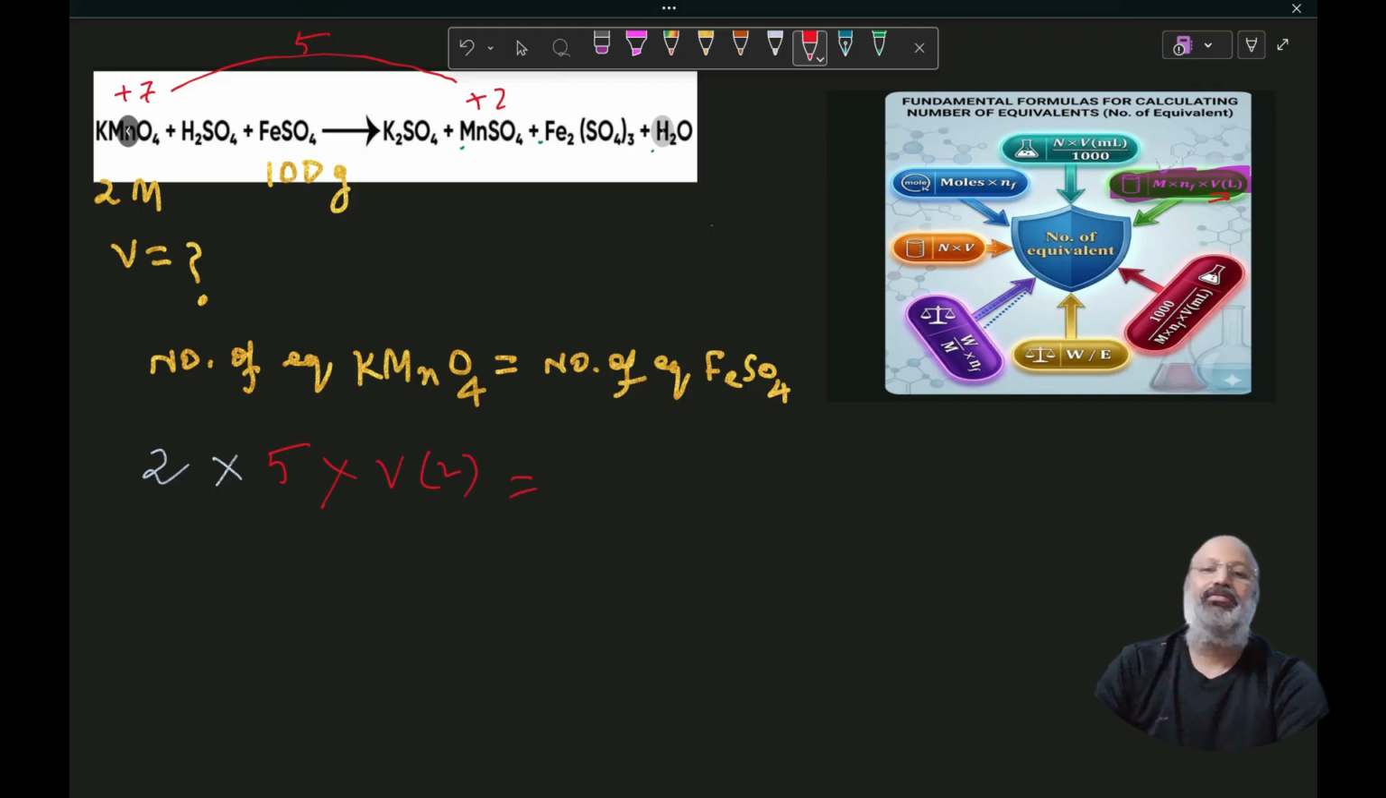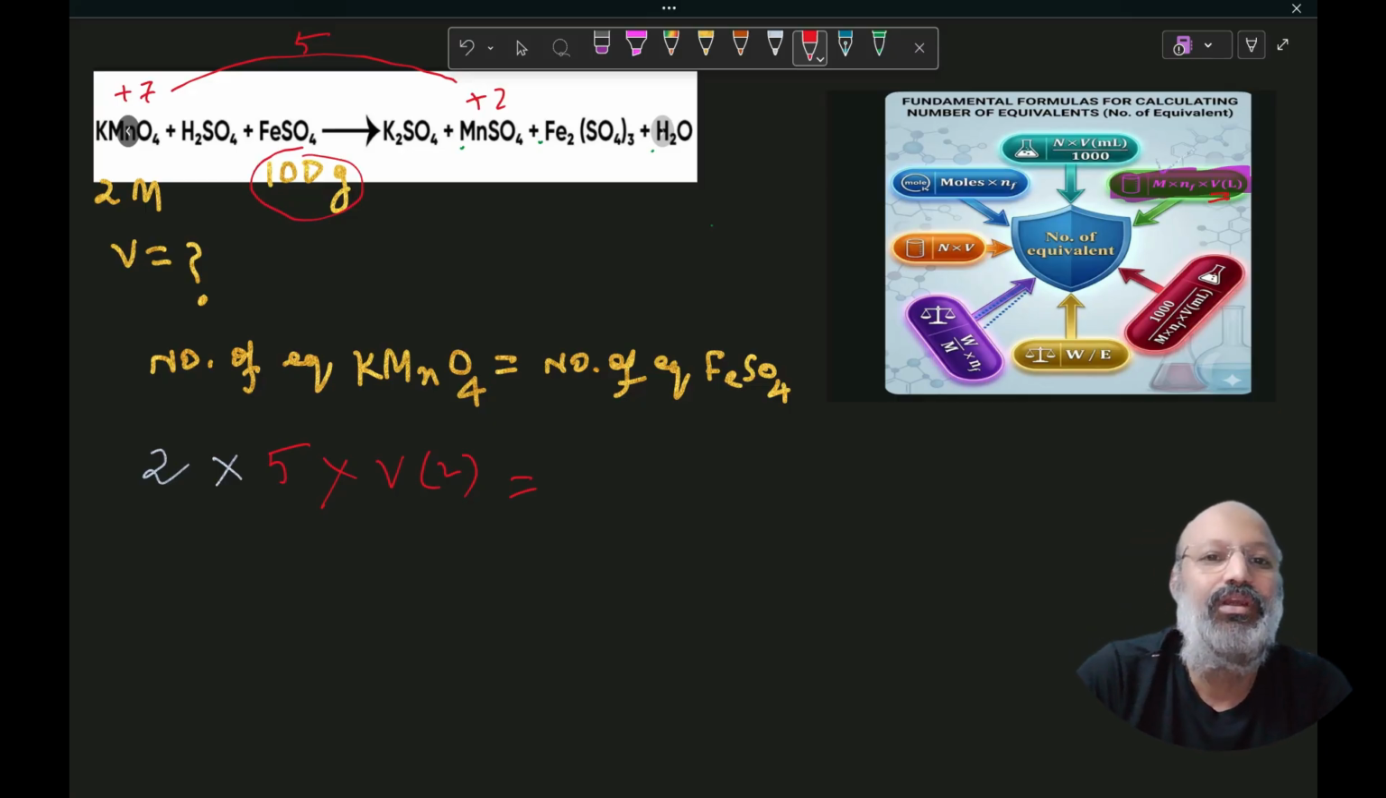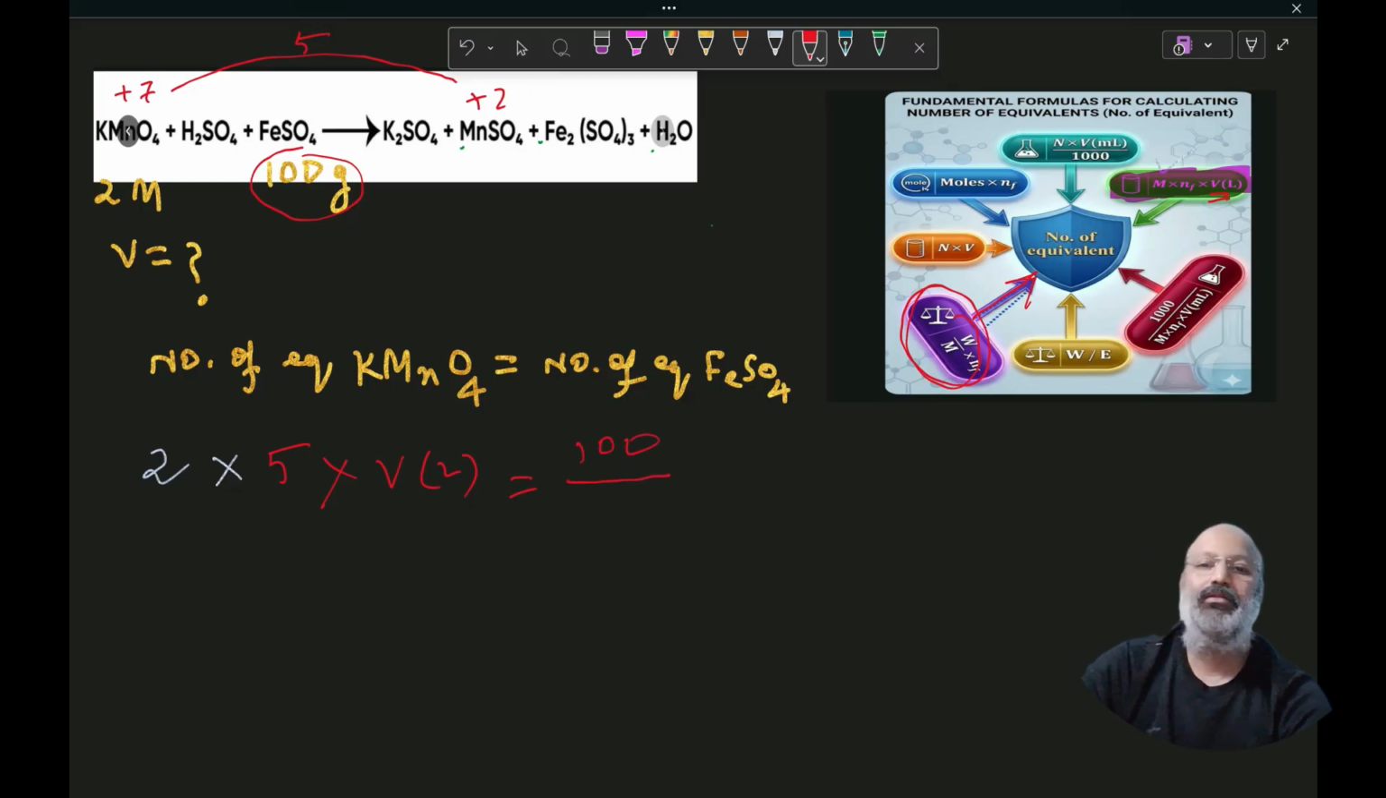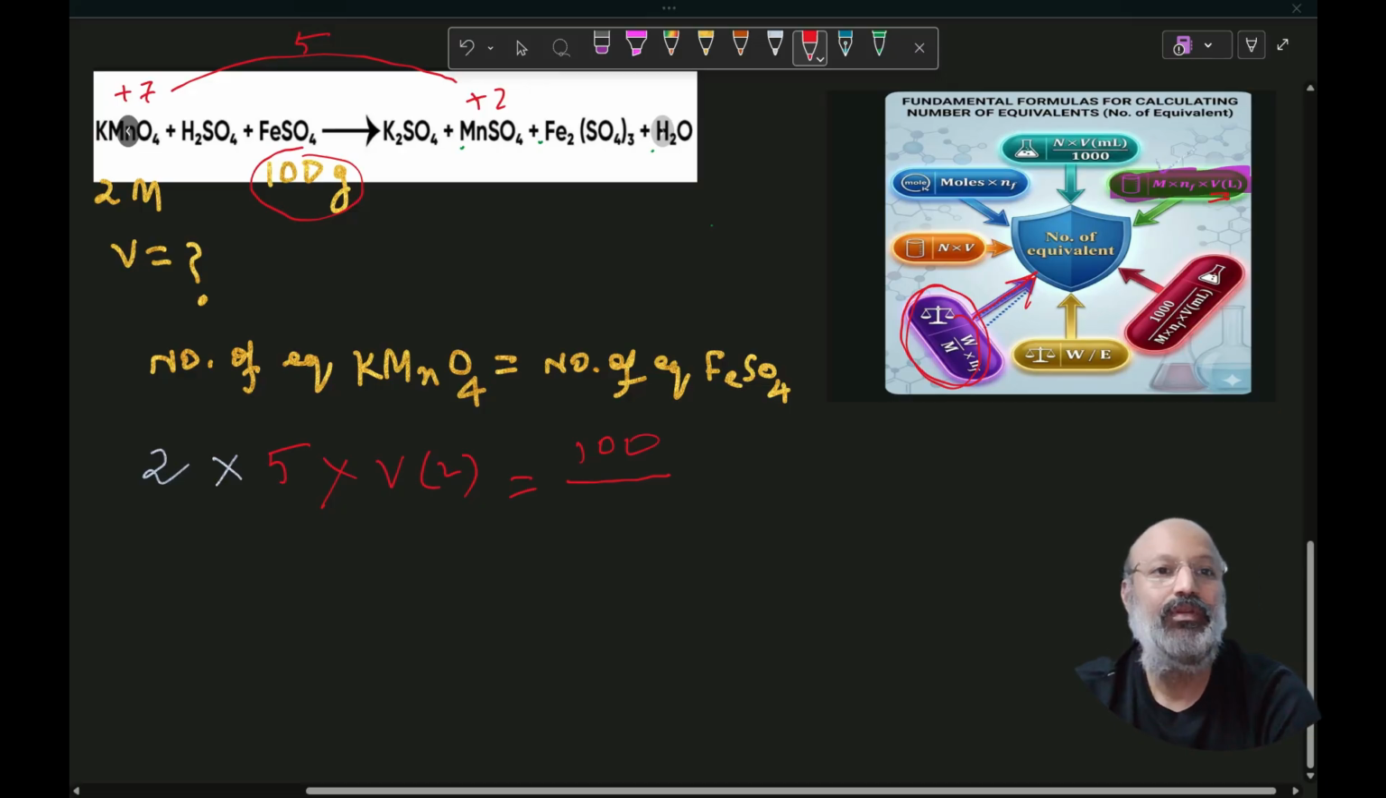Now, for the number of equivalents of FeSO4, the mass in gram is given. You can see this is the amount of the substance. So which formula do I need to use? Let me see. This formula I need to use. By this I can reach the number of moles. In that case, the mass is given, that is 100 gram, and the molar mass of FeSO4 I have calculated earlier, 152 gram.